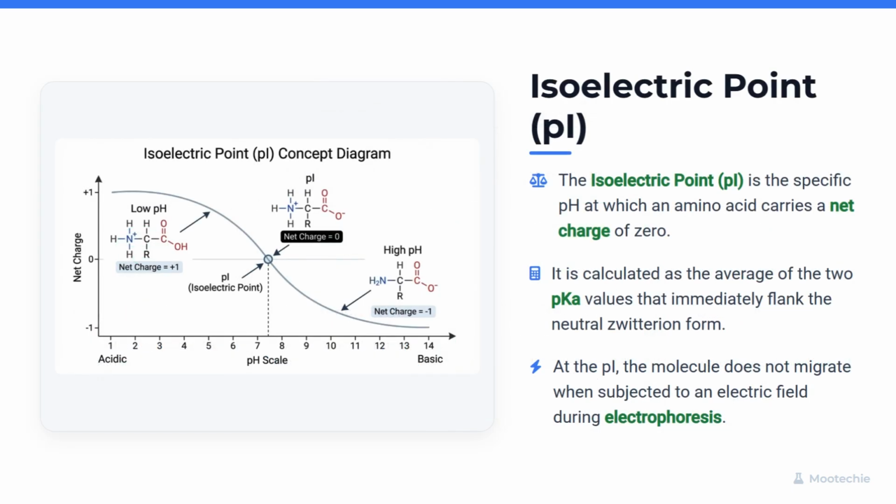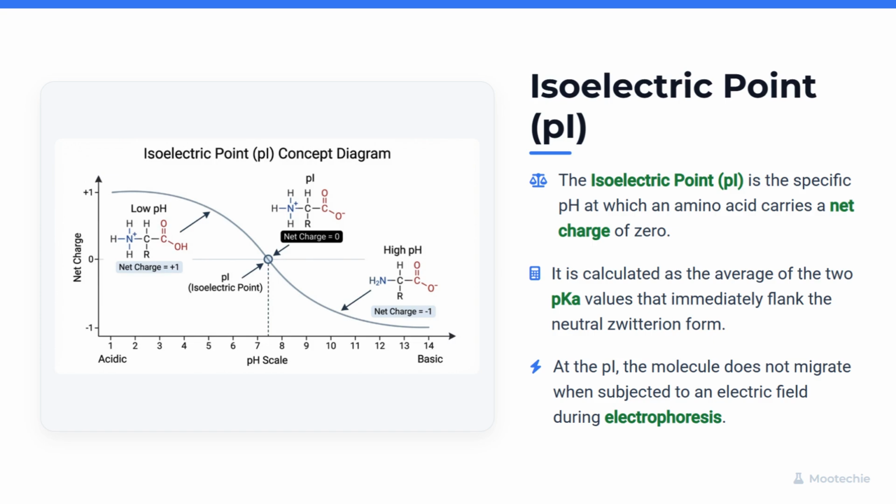In a low pH, acidic environment with excess H+, the amino group is protonated to NH3+, and the carboxyl group is COOH, giving a net positive charge of +1. At the isoelectric point, or pI, we have the neutral zwitterion form with NH3+ and COO- for a net charge of 0. In a high pH, basic environment with a deficit of H+, the amino group is NH2 and the carboxyl group is COO-, resulting in a negative charge of -1.